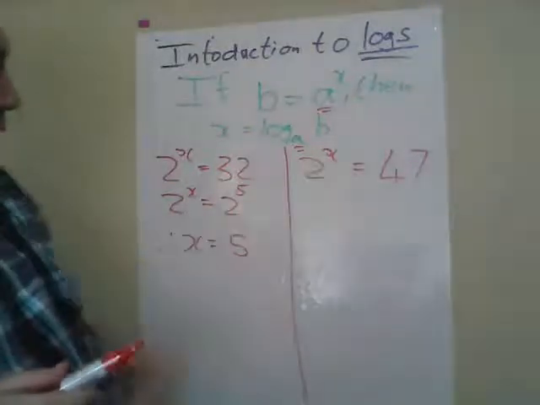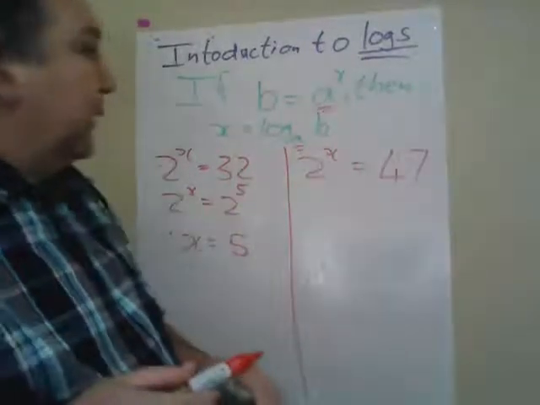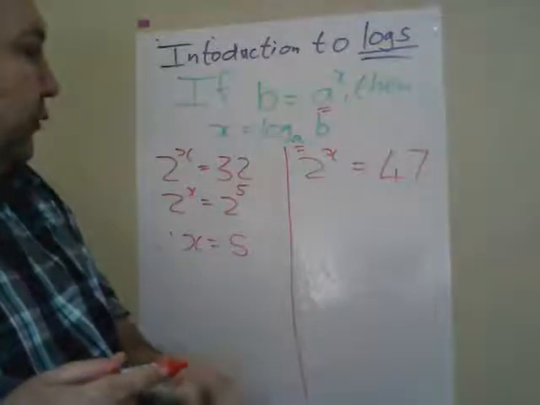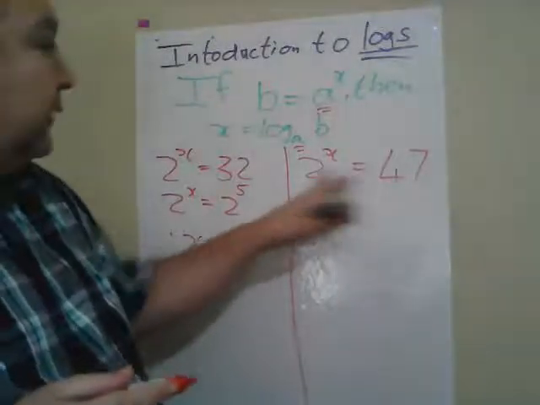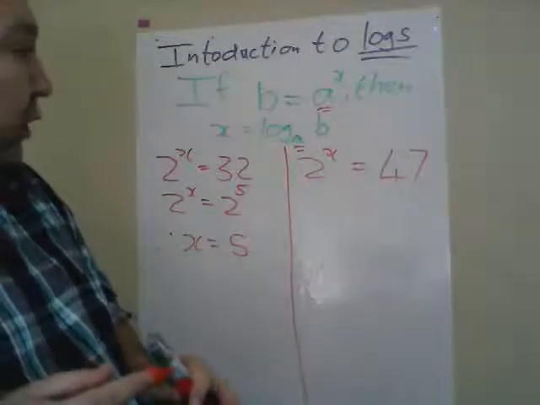Now let's look at this example. 2 to the x is 47. Now 47 is a prime number, so we cannot even find 2 as a factor. So this is where we will use logs.